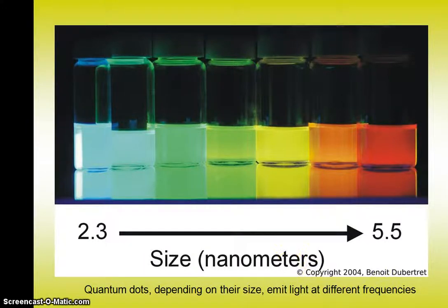There are different bottles having different sizes of nanomaterials. They emit light at different frequencies. The size of the nanomaterials ranges from 2.3 nanometers to 5.5 nanometers, and they emit different frequencies of light.